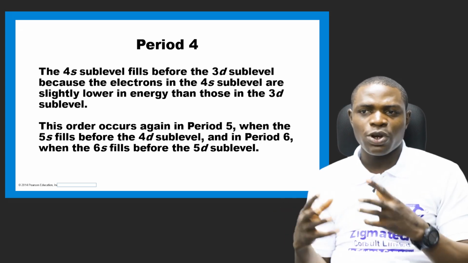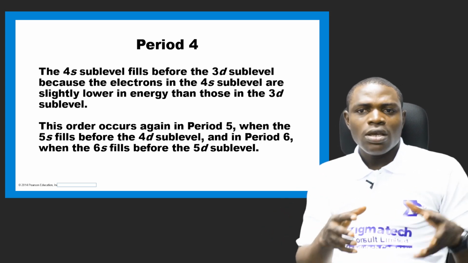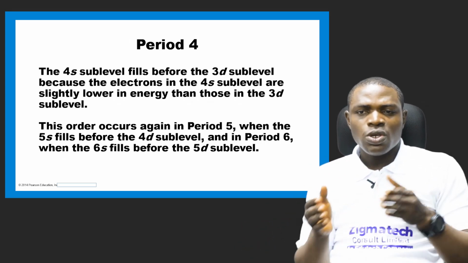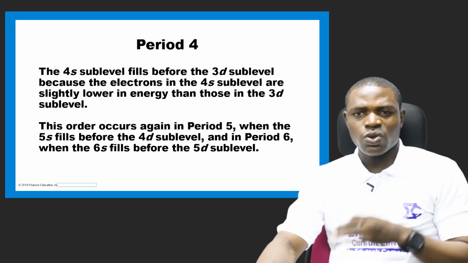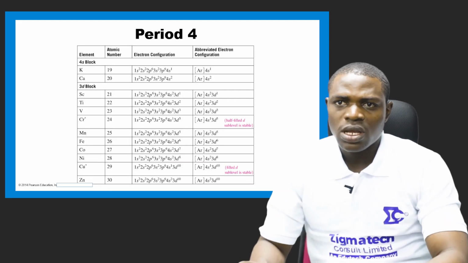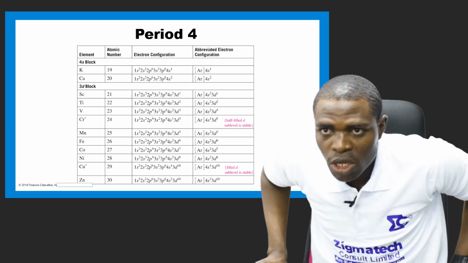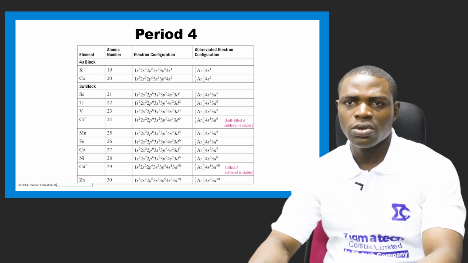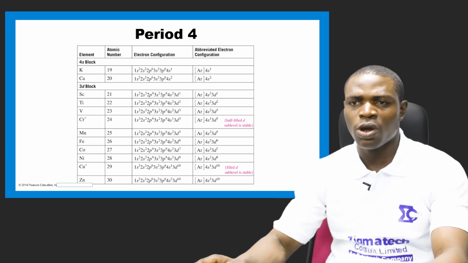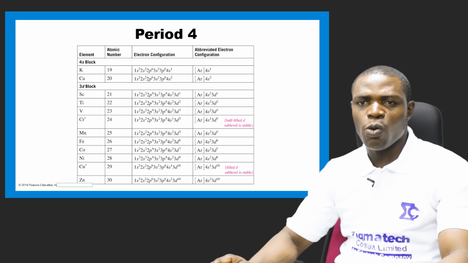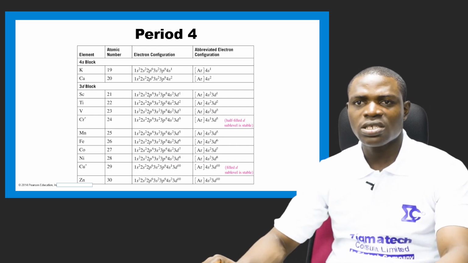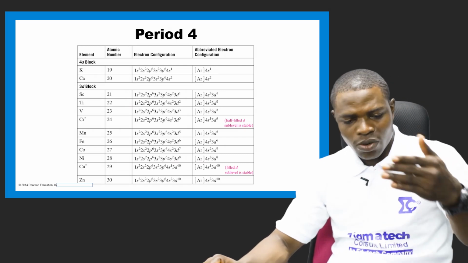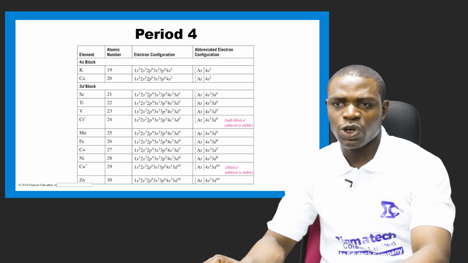This order occurs again in period 5. When you fill the 5s, you fill it before filling the 4d sublevel, and in period 6 too, you fill the 6s before you go to 5d. So this is the order, and this is the sequence. And if you look at this now, you are going to see the electronic configuration of potassium, calcium, scandium, titanium, vanadium, chromium, manganese, iron, cobalt, nickel, copper, and zinc. This is from element 19 to 30 in the periodic table.